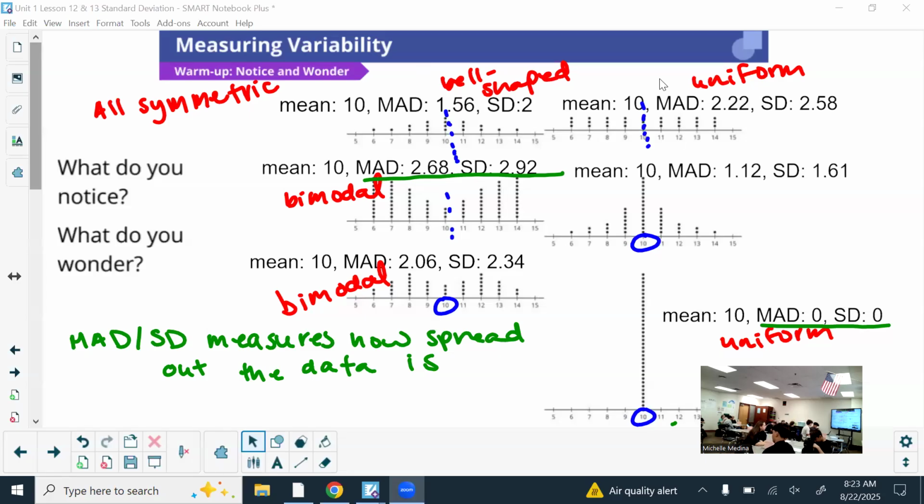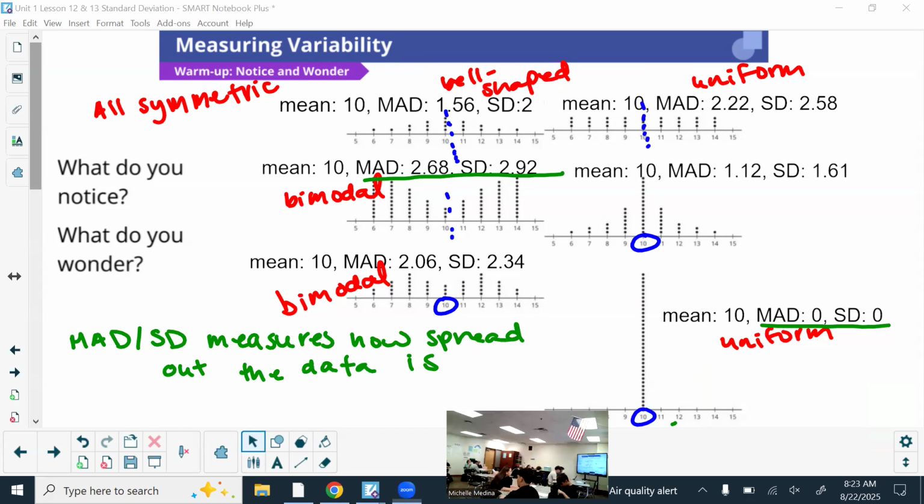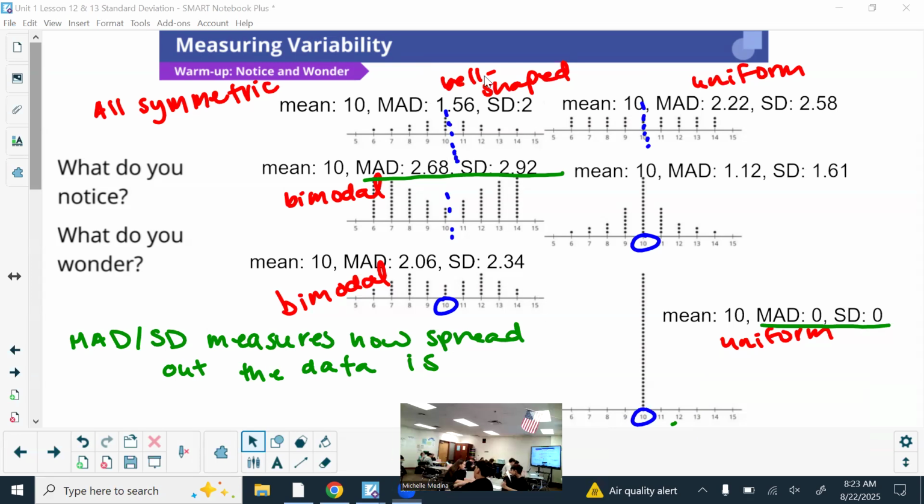So we just started this toward the end, so let me just recap what we covered. We did a notice and wonder, which is not on your paper. It's just something we talked about, but a lot of important skills were revisited in this.